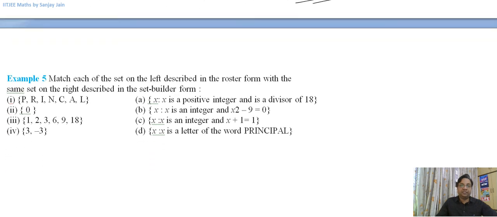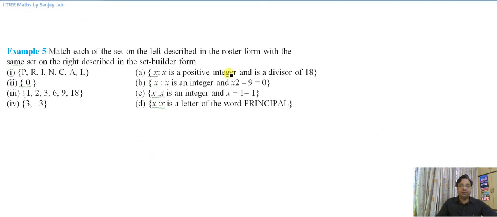Match each of the sets on the left described in the roster form with the same set on the right described in the set builder form. So we should be able to see a set in roster form and define a formula for that, and vice versa. If we see a formula, we should be able to write the elements in roster form. So let us see if we can do that.